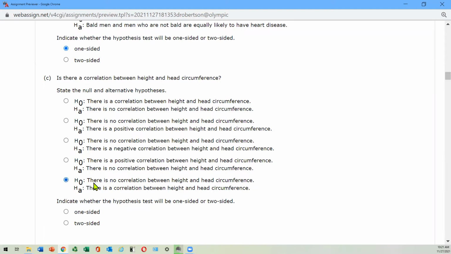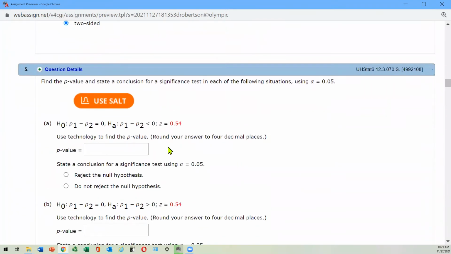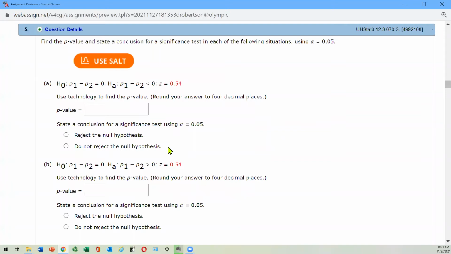It's this one. The null hypothesis is that there's no correlation between the two, and the alternate is that there is. And that is a two-sided test because it's essentially that they're not equal to each other. Right, we now are looking at calculating p-values. So all the information that we need is here.